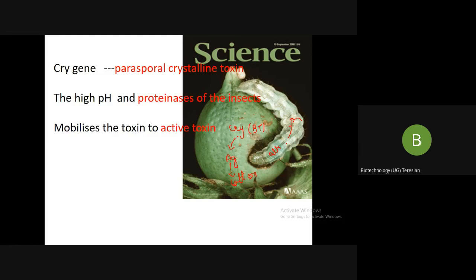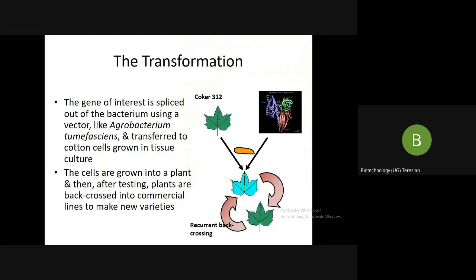What dissolves it? The alkaline pH and the protease present in the insect, and they convert it into a toxic form, degrading the midgut by binding to the epithelial cells of the Lepidopteran. Thus, it causes the paralysis and the death of the insect. As soon as that toxin enters, the insect will stop eating. And once it stops eating, this whole process occurs in the insect, thus killing the insect. Ultimately the insect will be paralyzed and it causes the death of the insect. This is what we spoke about.